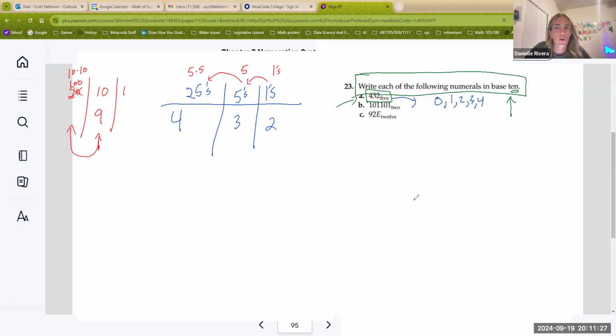So, wouldn't you write 1, 10, 100, 1000? Or you would only go to 100, and then you would have to see how many times 100 goes into 432 and do it that way?